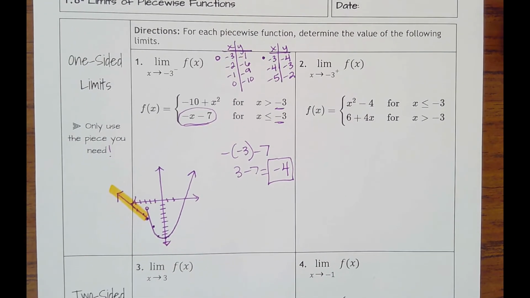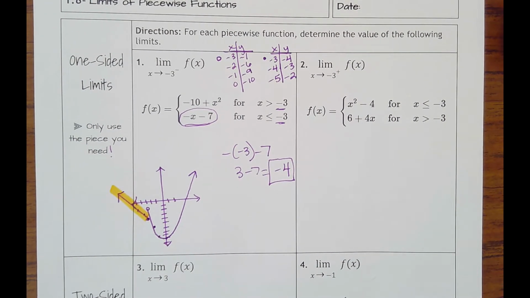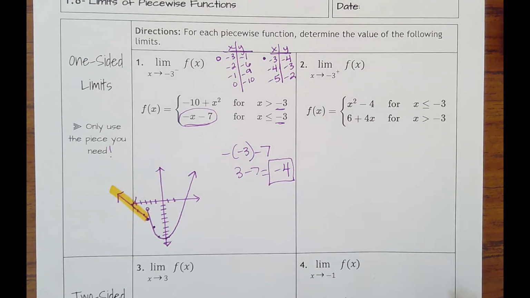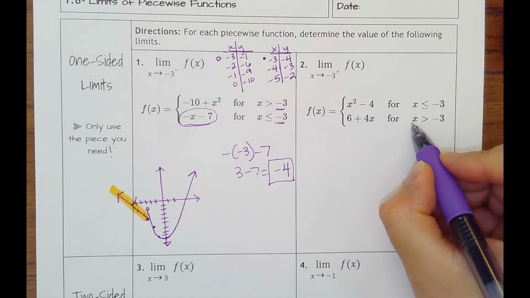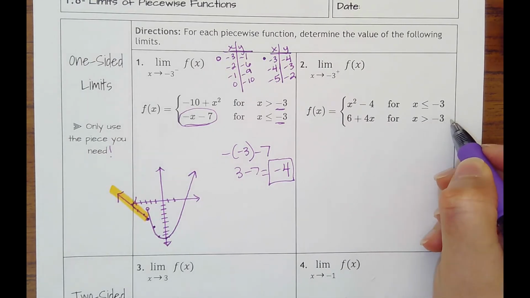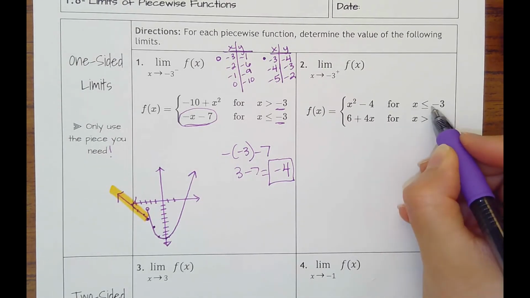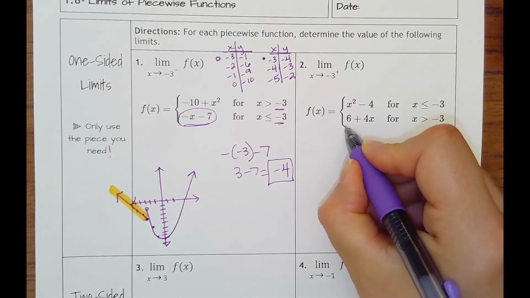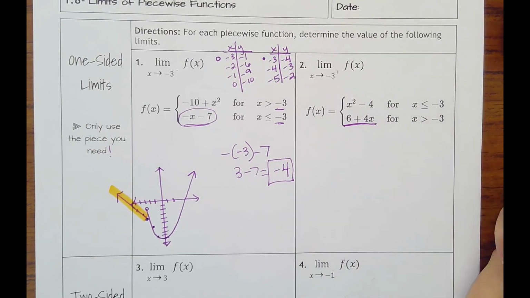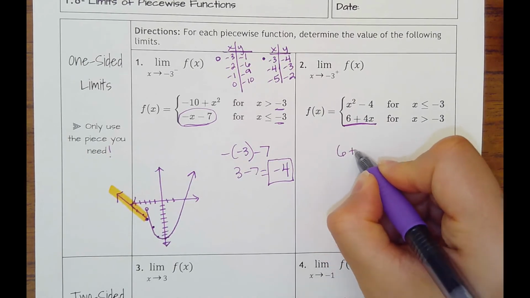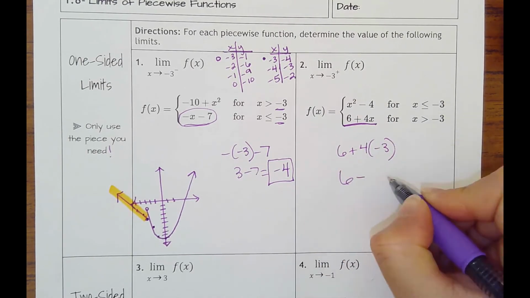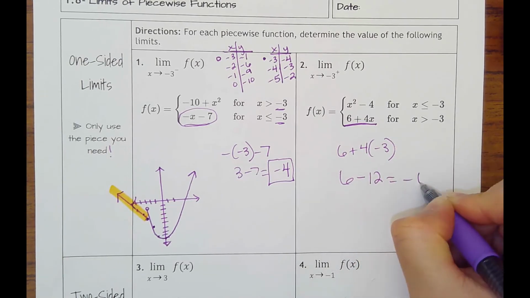All right, so number 2, I'm not going to take the time to graph it. We're trying to find what's happening as x approaches -3 from the right side. So these would be for x values greater than -3. This is for x values less than or equal to -3. So we want the side that's coming from the right. So we'll use this one. So I would plug in -3. That would be -12. 6 minus 12 is -6.